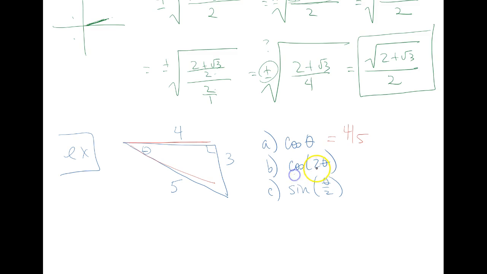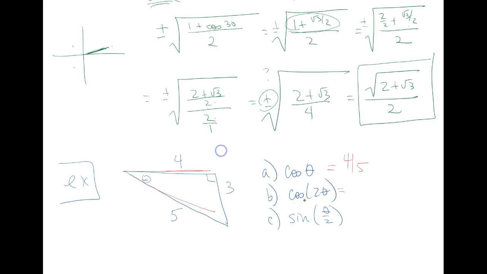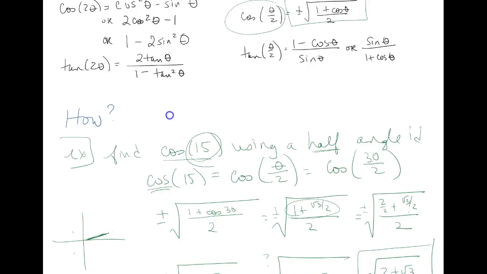Now, if I want the cosine of 2 theta, please don't just double this answer. It is not 8 over 5, okay? You're going to have to use an identity from above. So cosine of 2 theta, let's go find it.